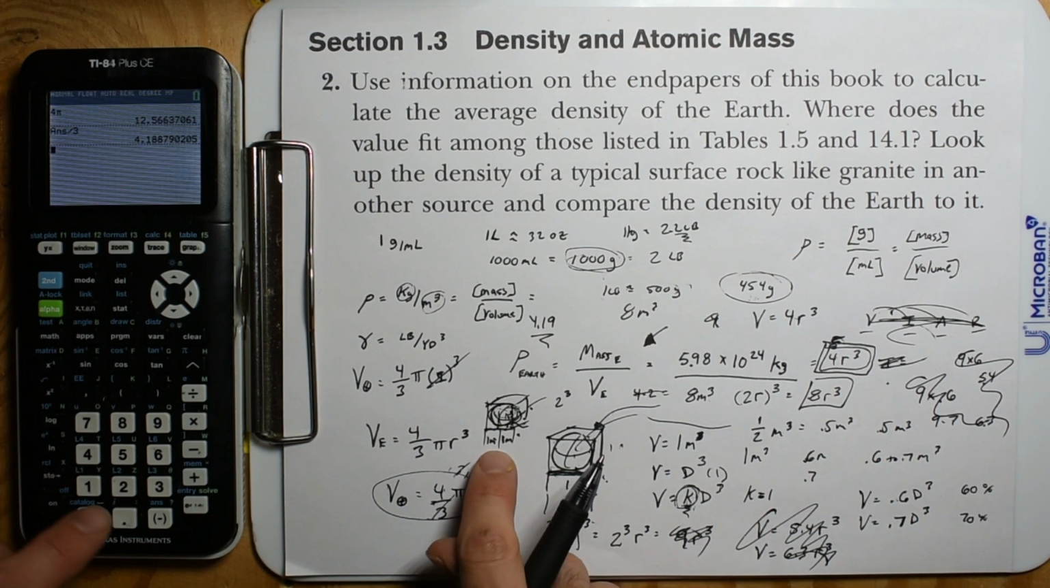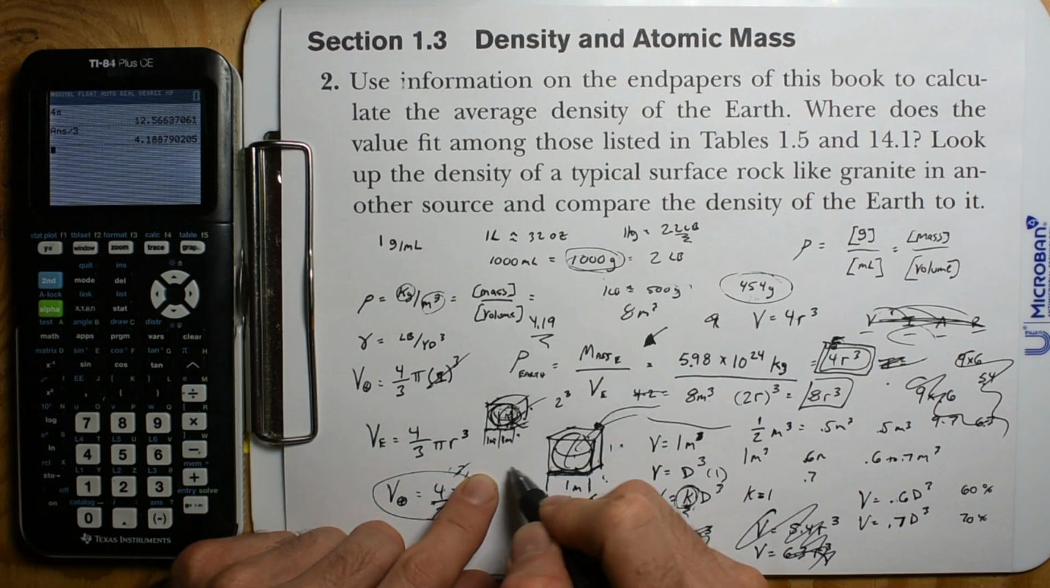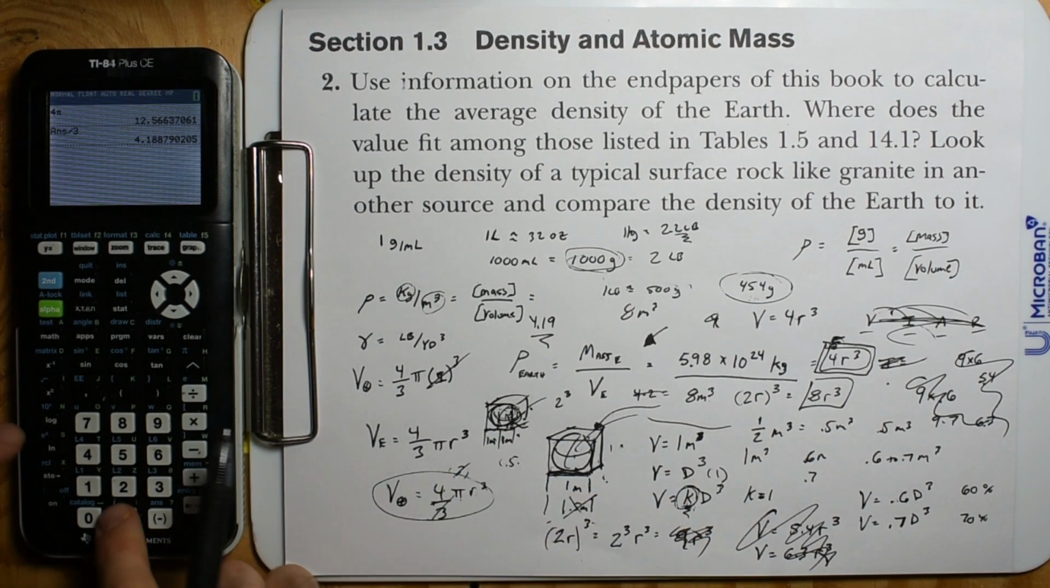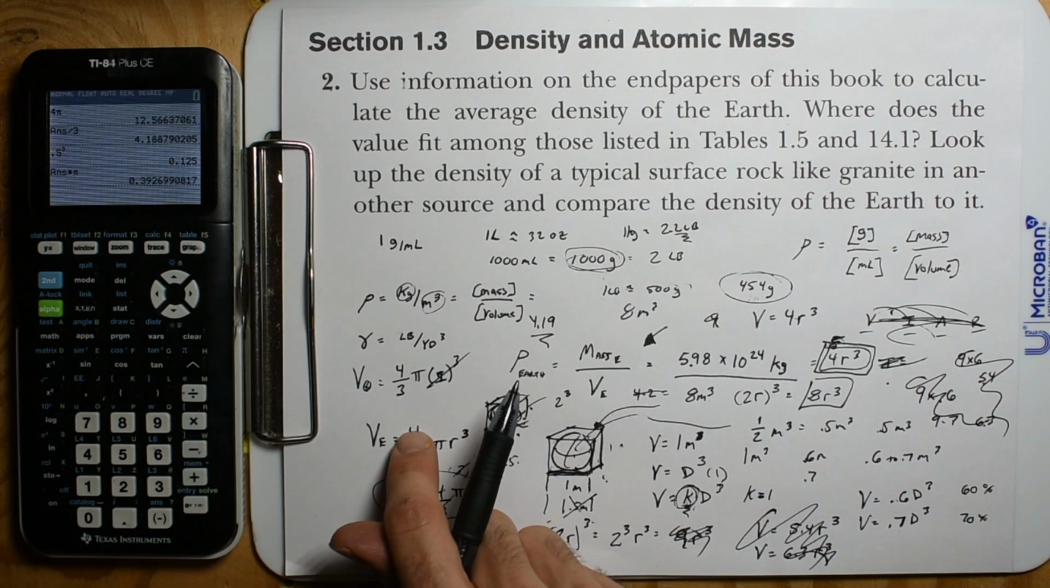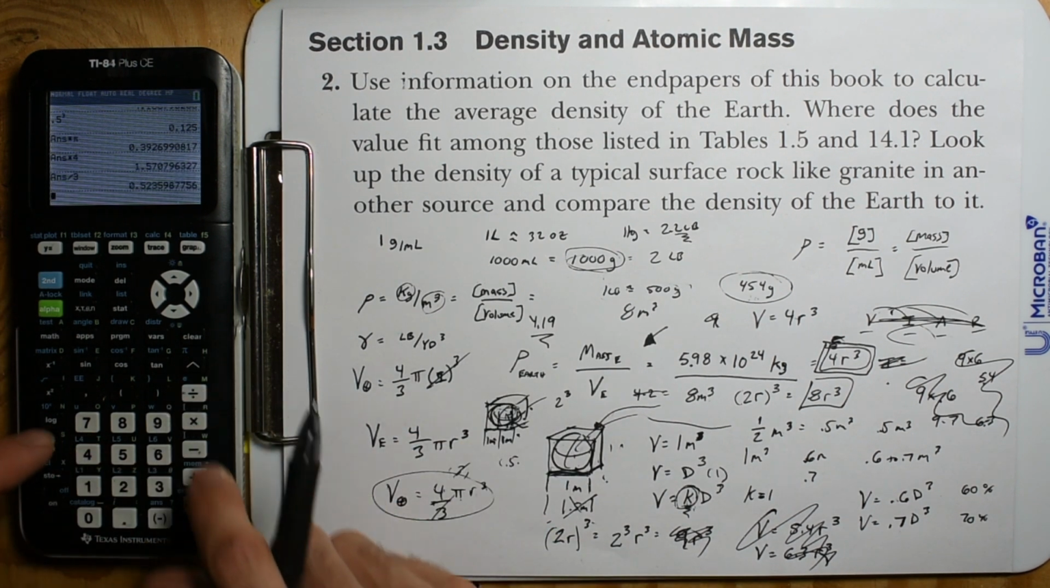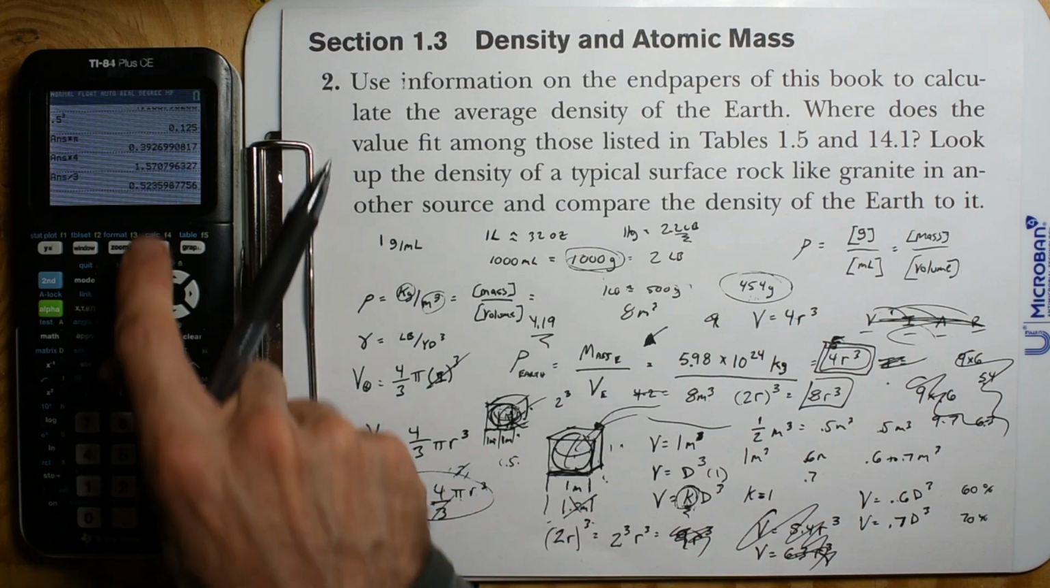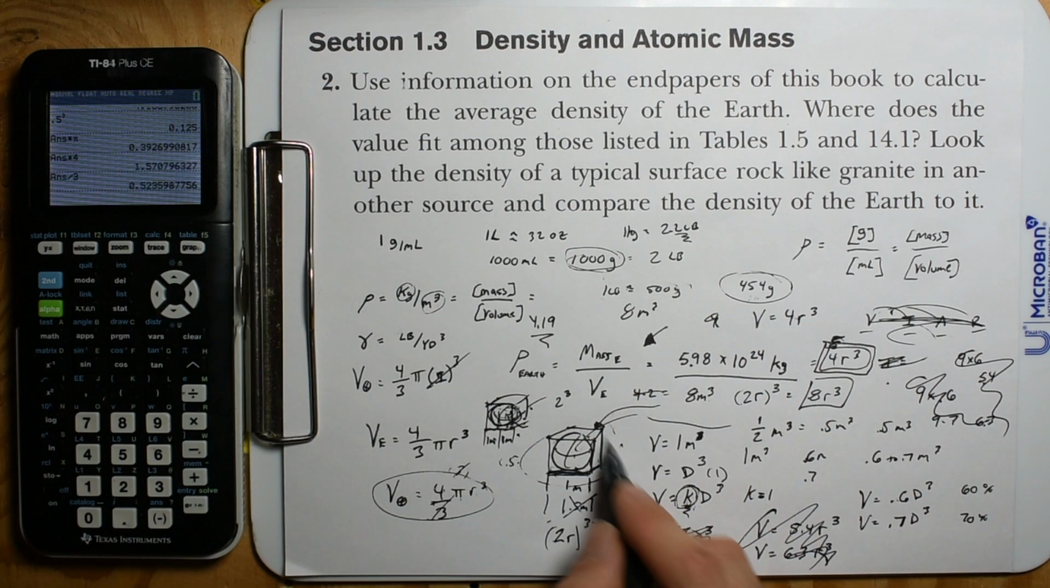So let's go back to here, and that would be the same as saying the radius is 0.5. So we're going to go 0.5 cubed times pi times 4 divided by 3. And yes, we get 0.52. So we get fairly close there.